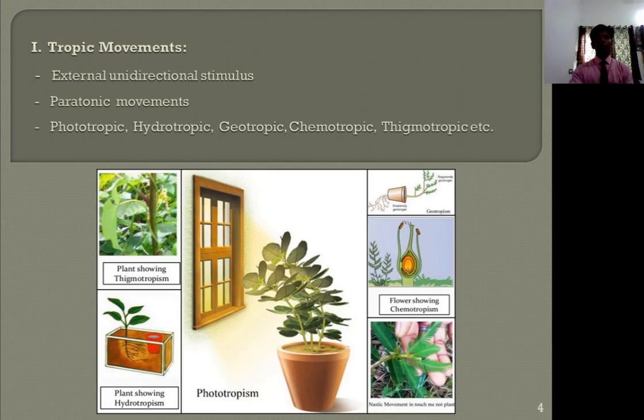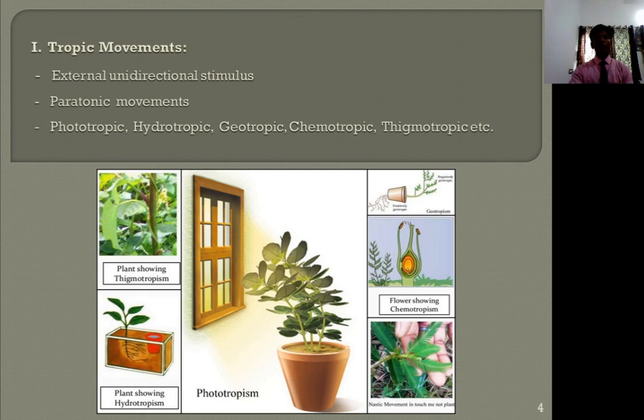Here, in this type of planned movements, the stimulus acts on the protoplasm in only one direction. Hence, these movements occur in only one direction. These movements occur in response to an external unidirectional stimulus like light, water, gravity, chemical, touch, temperature, etc.